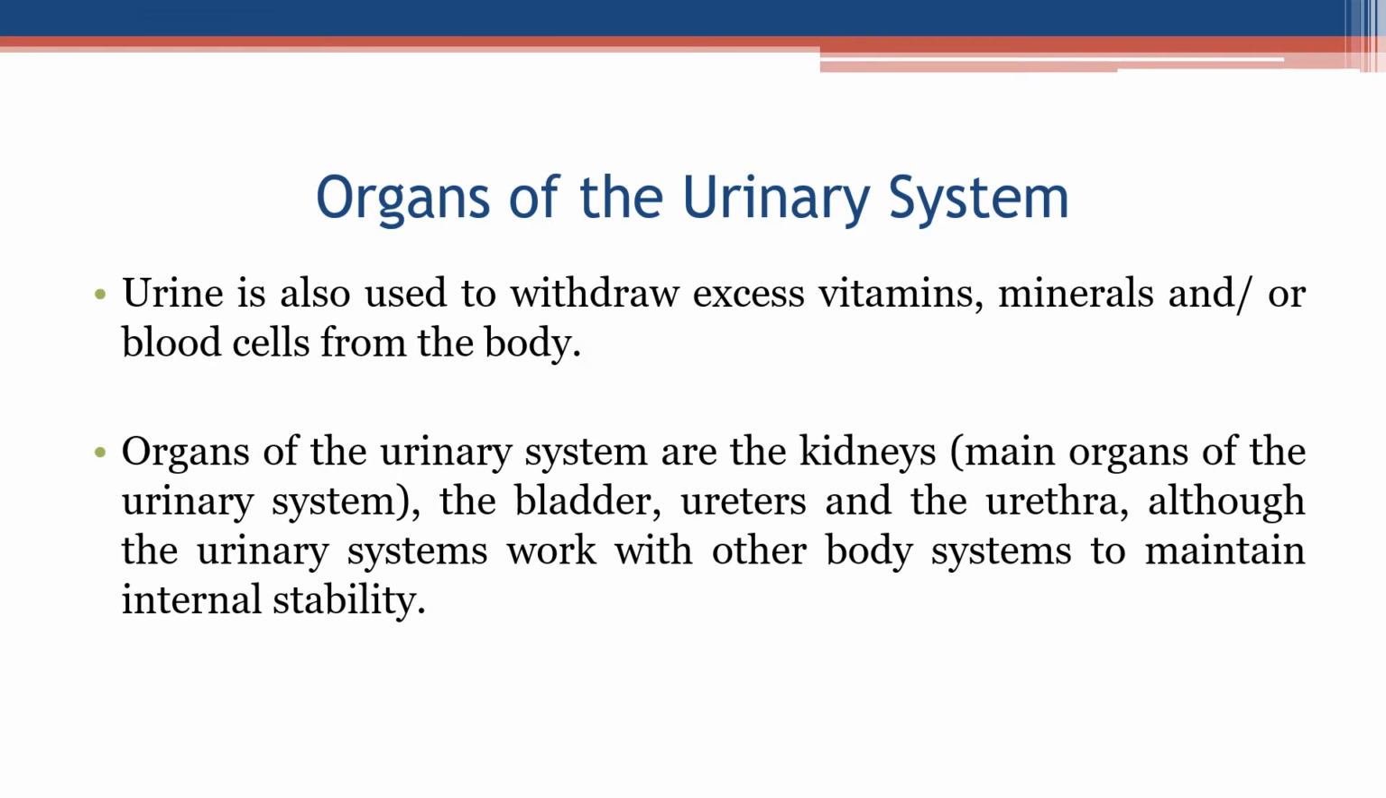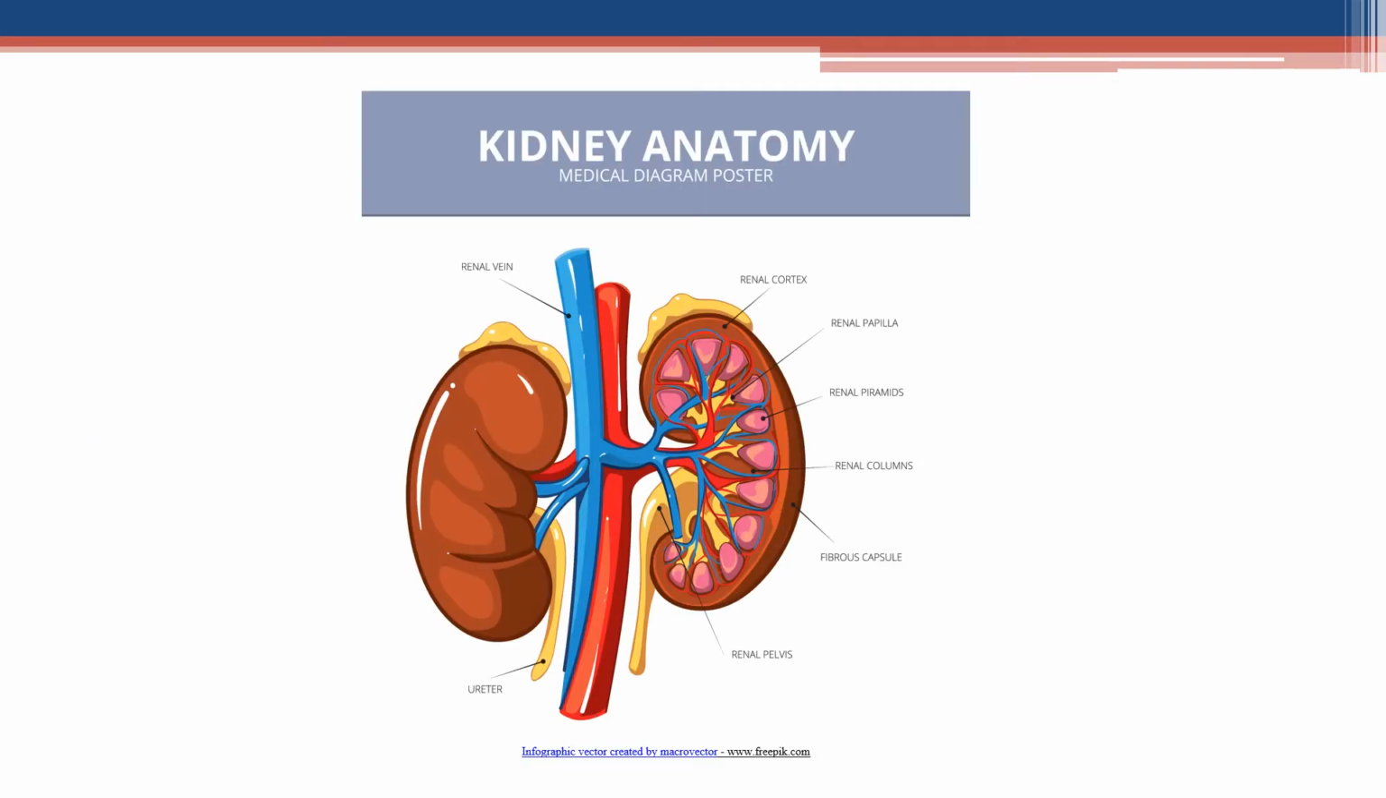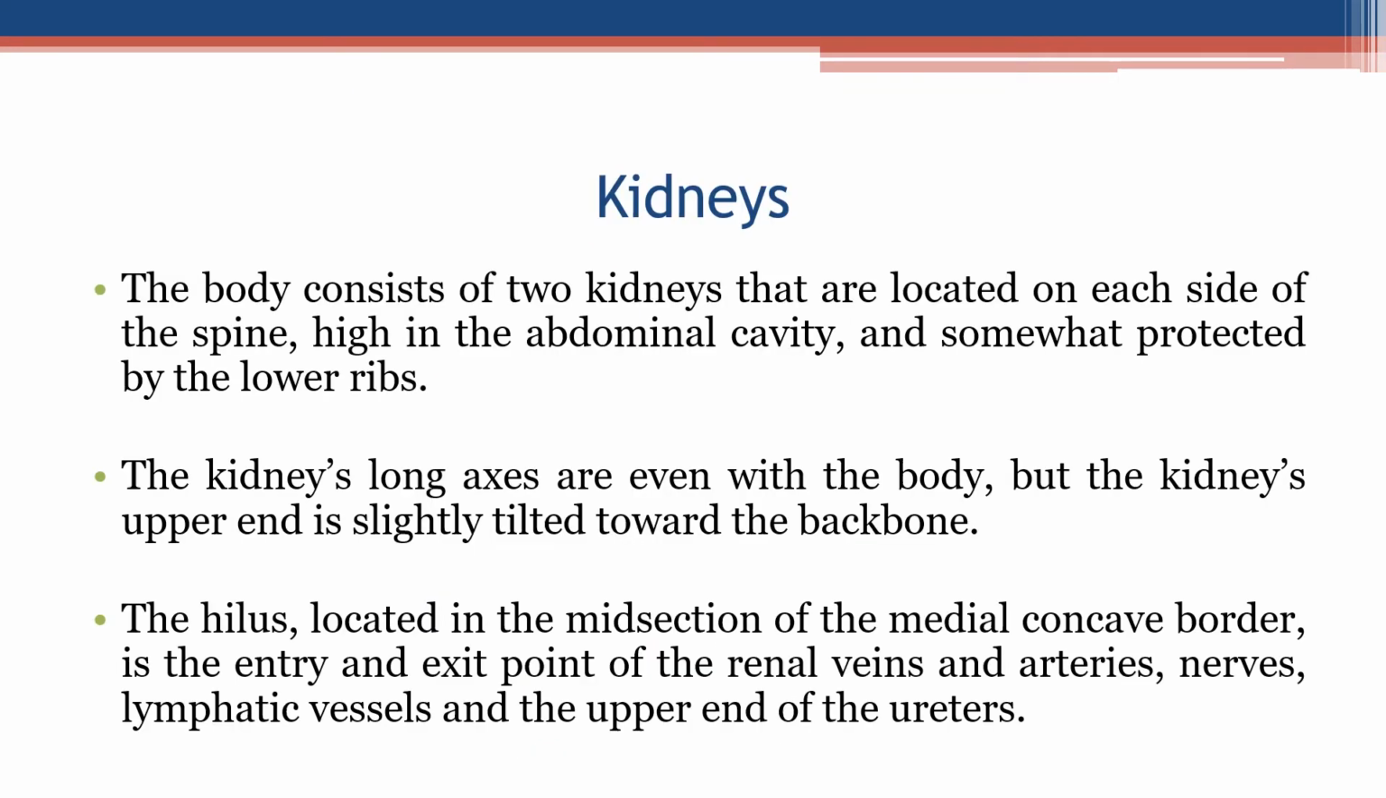Organs of the urinary system are the kidneys, main organs of the urinary system, the bladder, ureters, and the urethra, although the urinary system works with other body systems to maintain internal stability. Kidney anatomy. The body consists of two kidneys that are located on each side of the spine, high in the abdominal cavity, and somewhat protected by the lower ribs.